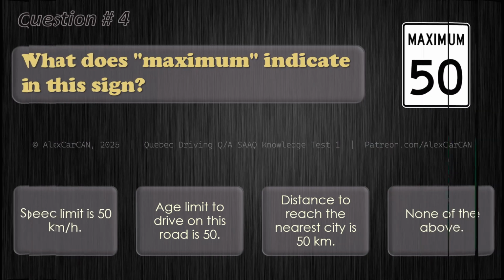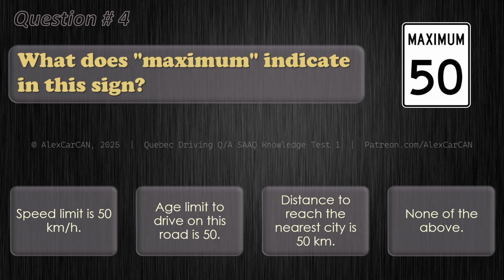Question number 4. What does maximum indicate in this sign? Speed limit is 50 km per hour. Age limit to drive on this road is 50. Distance to reach the nearest city is 50 kilometers. None of the above. The correct answer is speed limit is 50 km per hour.